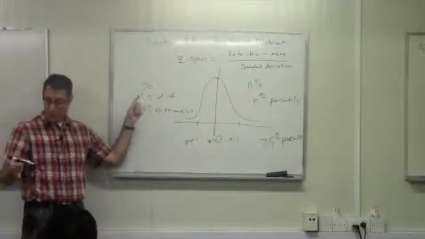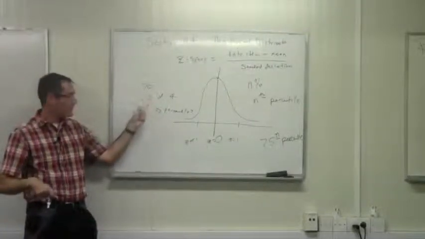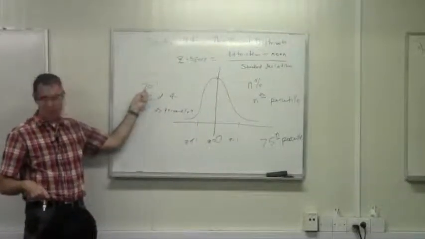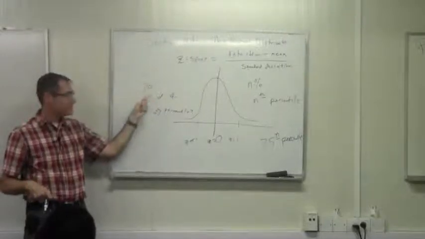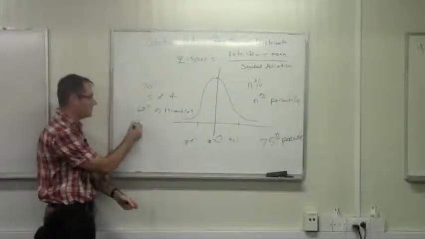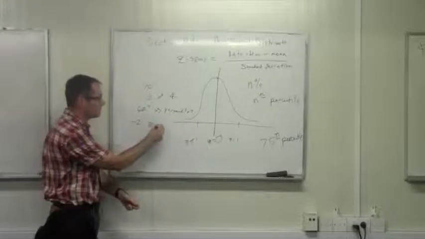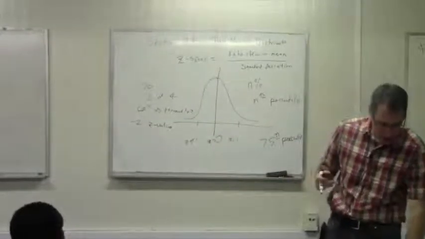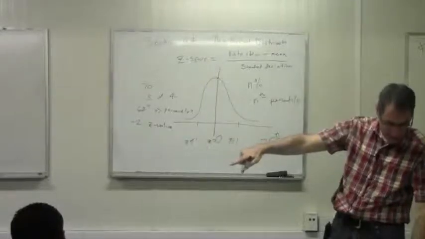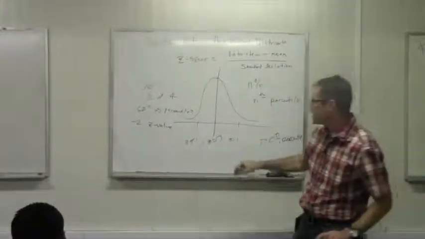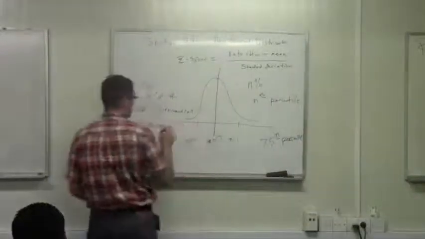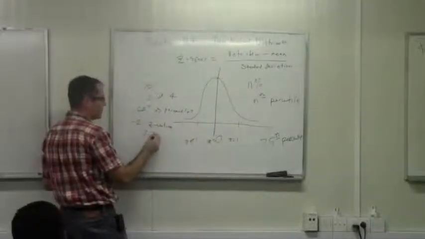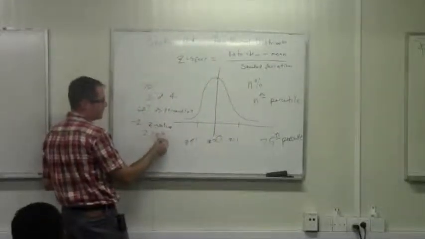We said, first of all, we calculate the z-value by doing 62 minus 70 gives you negative 8, divided by 4 gives you negative 2 for the z-value. Okay? And if you look on the chart, negative 2 says what? 2.28 percentile.